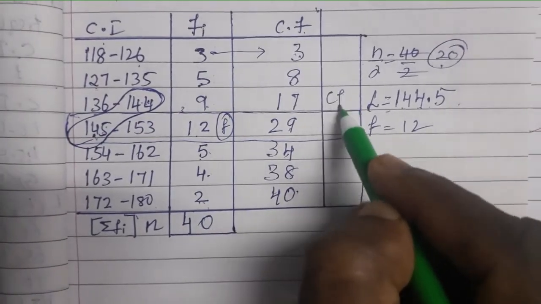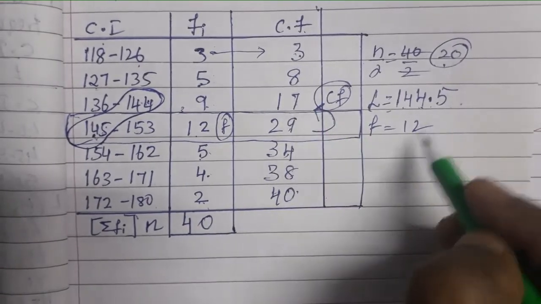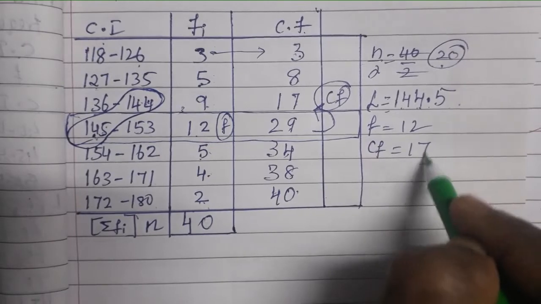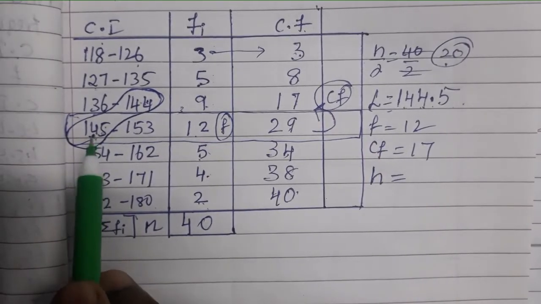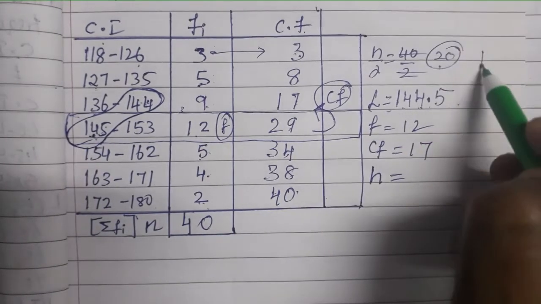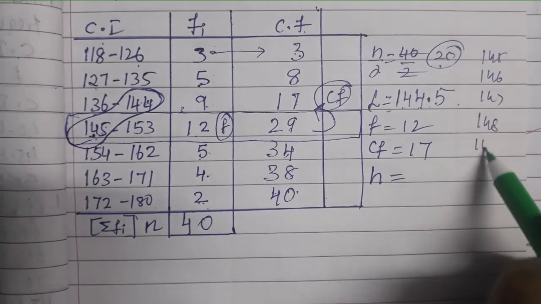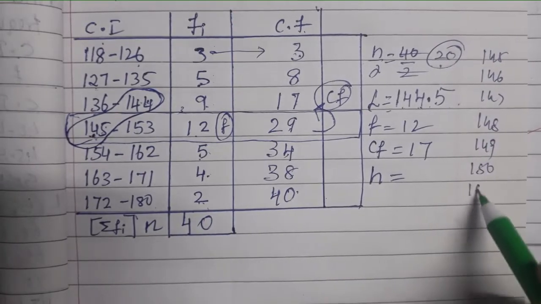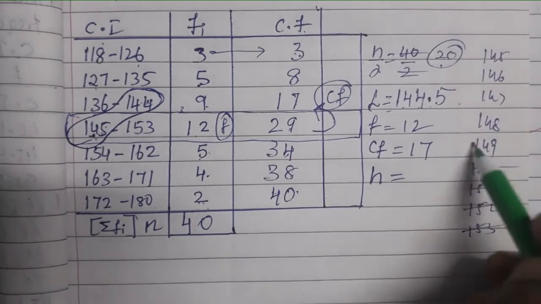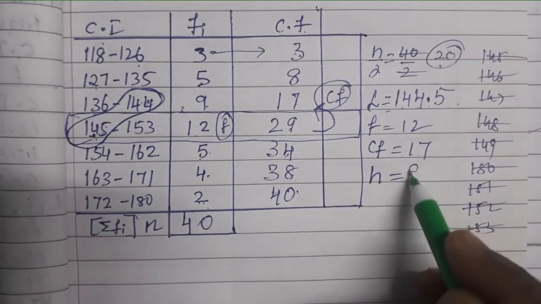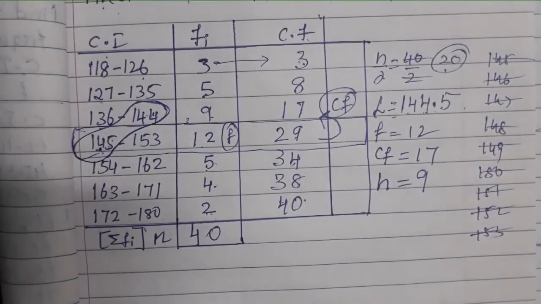Cumulative frequency. I told you it is preceding to the modal class interval. What is that? 17. Cumulative frequency is 17. Size of the class interval. You should count from 145. 145, 146, 147, 148, 149, 150, 151, 152, 153. 1, 2, 3, 4, 5, 6, 7, 8, 9. What is H? H is 9.